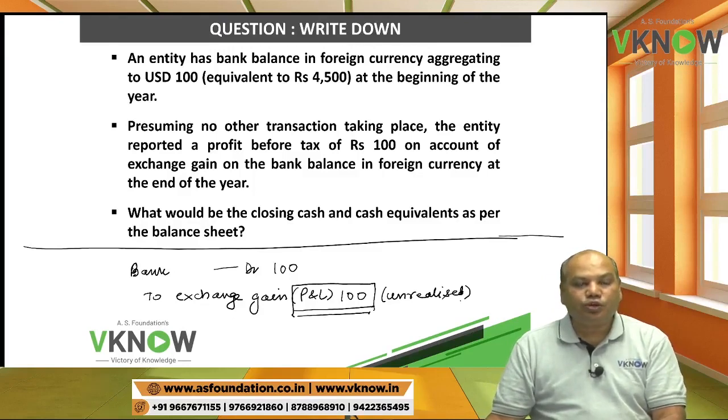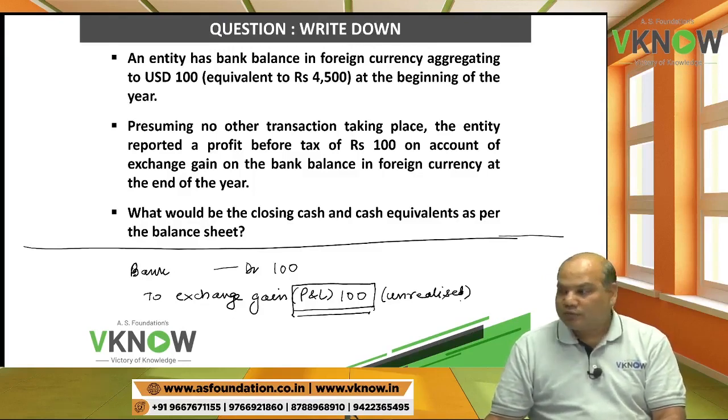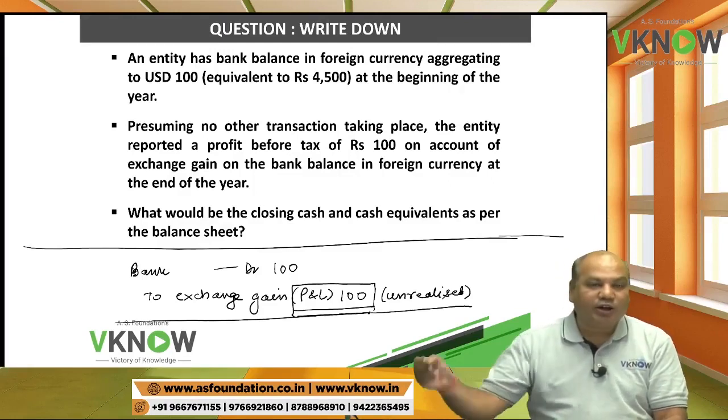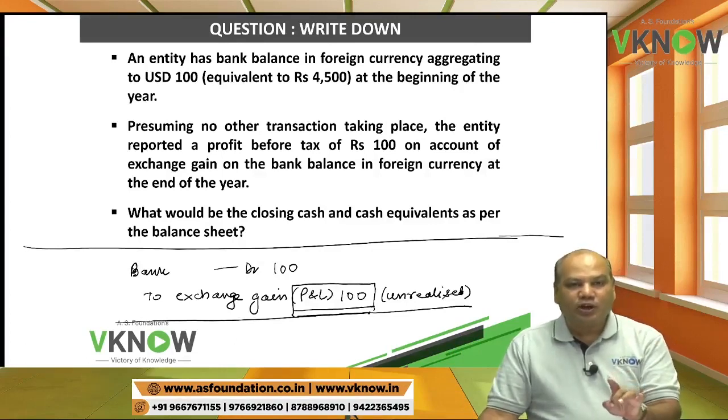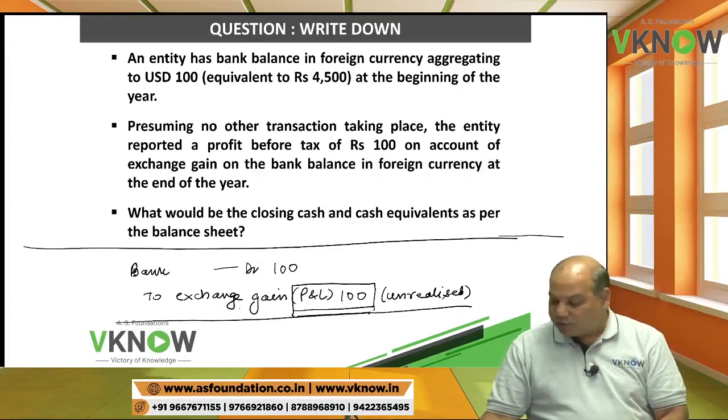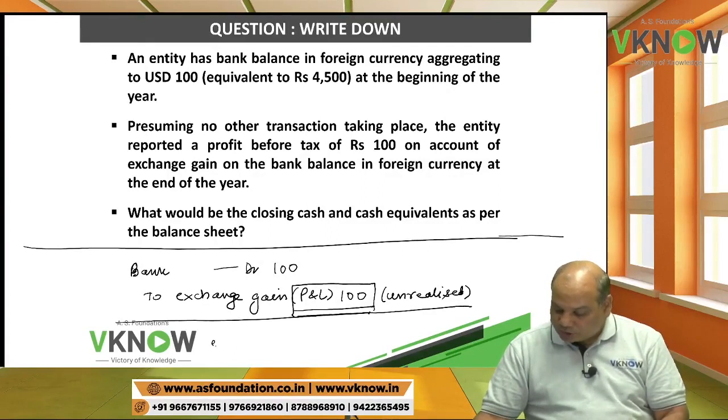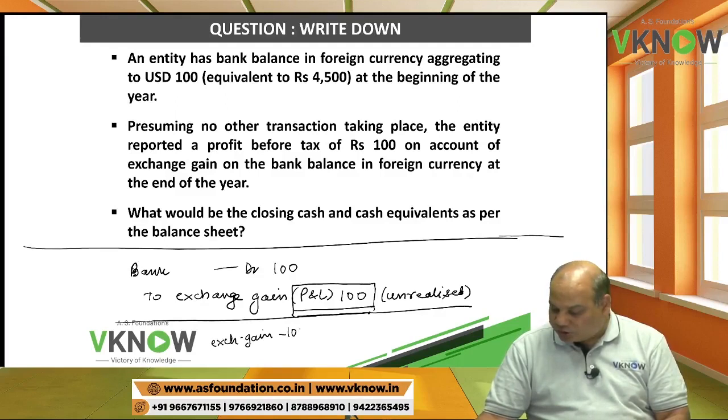This is only due to change in exchange rate. So the standard says this is unrealized. So I will have to eliminate it while preparing cash flow statement. While preparing cash flow statement, I will reverse it. How do I reverse it? I will remove exchange gain 100 and I will reduce the bank balance by 100.